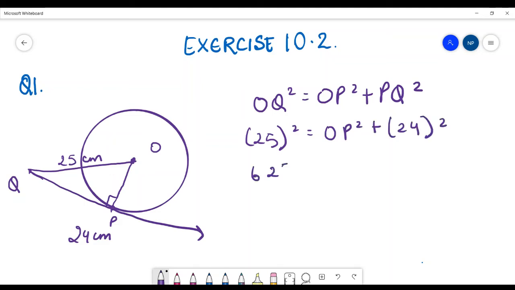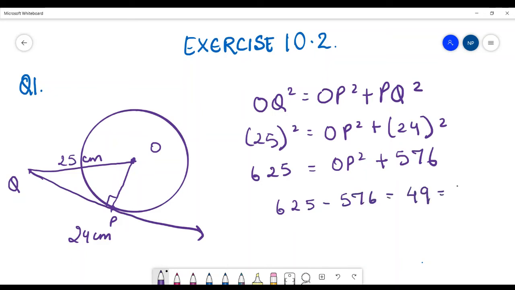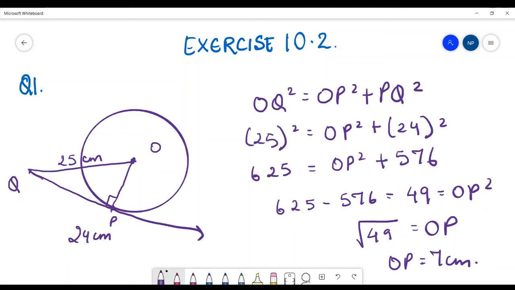This gives us 625, which is equals to OP square, plus this gives us 576. So bring 576 to LHS, we get 625 minus 576, which is equals to 49, which is OP square. So 49 square root is equals to OP. We get the answer as OP as 7 centimeter. So therefore option A is correct. Which option is correct, children? Option A is correct. That is, the length of the radius or OP is 7 centimeter. Copy this down, then we will move on to question number 2.